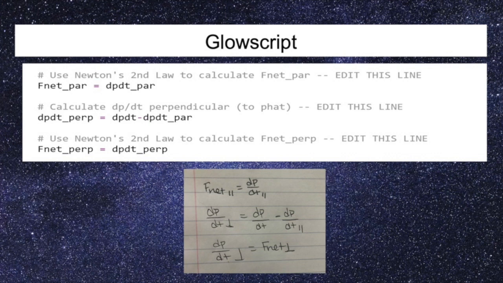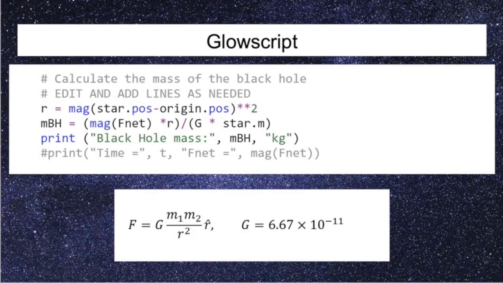This makes sense because the sum of all forces is equal to F net in the parallel plus F net in the perpendicular. From there, I broke down Newton's law of gravitation and rearranged it to solve for the mass of the black hole. I took r squared and changed it to r, and set it equal to the magnitude of the star position minus the origin position. Then I found the mass of the black hole using the magnitude of F net times r squared divided by G times the star mass. This is simply Newton's law of gravitation rearranged.